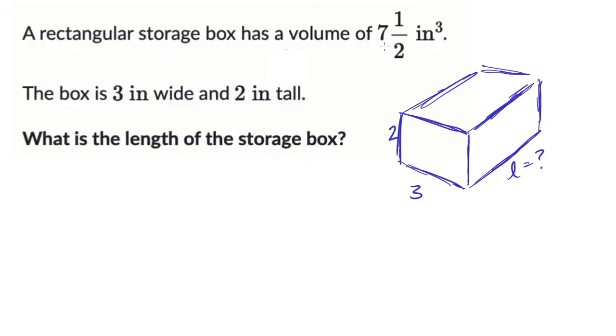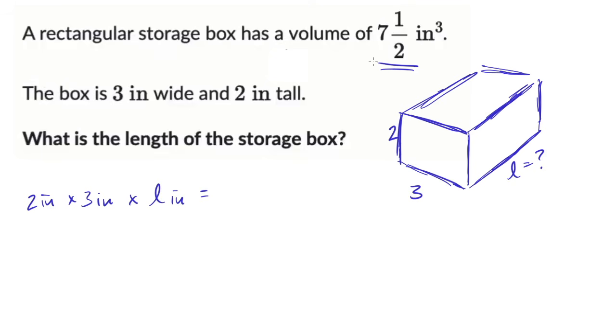Now luckily we know that the volume is 7.5 cubic inches. So what we know is if we take the width times the height times the length, then we're going to get 7.5. So let's write that down. So if I were to take 2 inches times 3 inches times L inches, I am going to get 7.5.